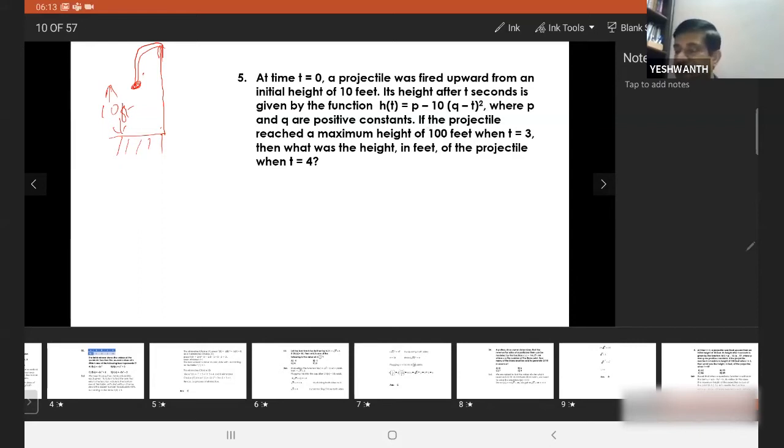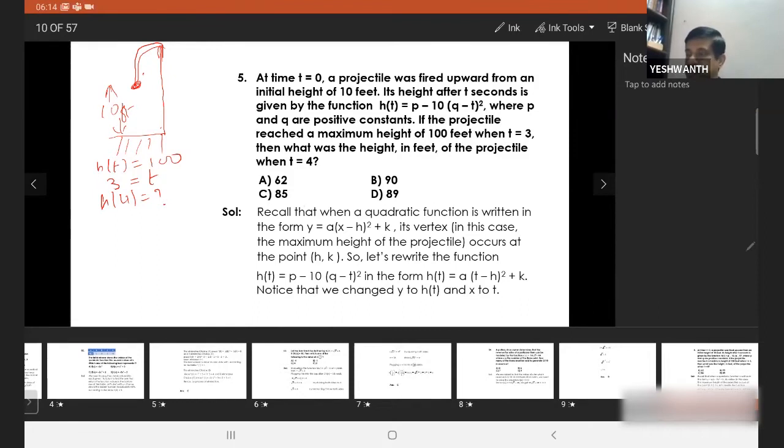If the projectile reached a maximum height of 100 feet when t equal to 3, that means h of t equal to 100 when t equal to 3, so h of 3 equal to 100. Then what was the height in feet of the projectile when t is equal to 4? So h of 4 equal to how much? These are the options given.